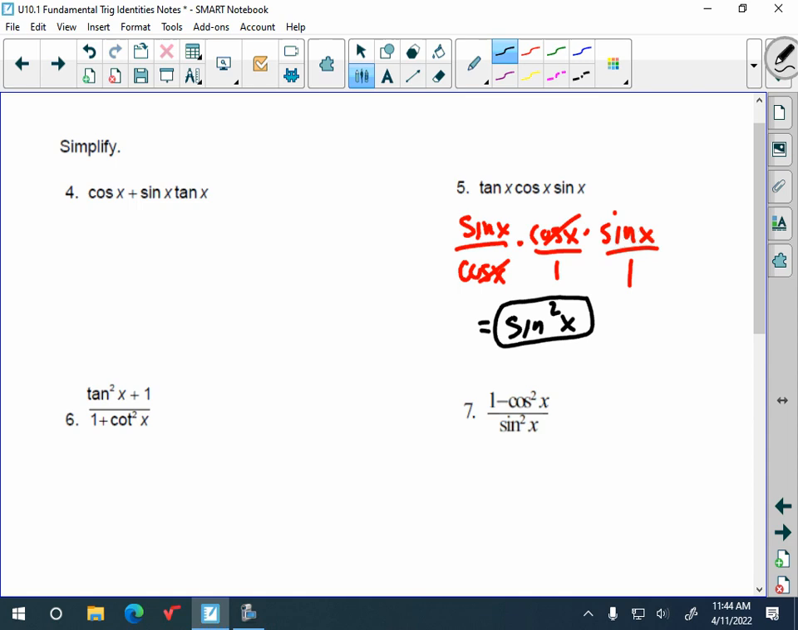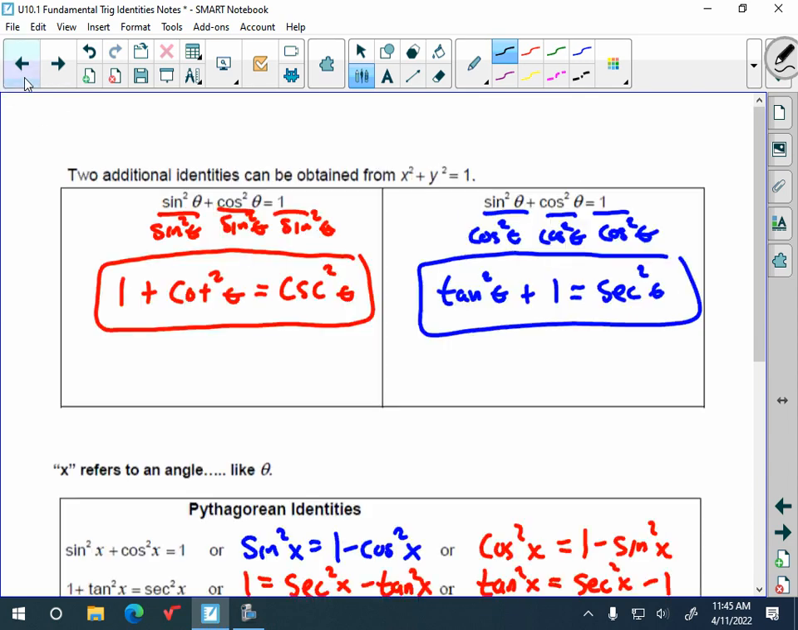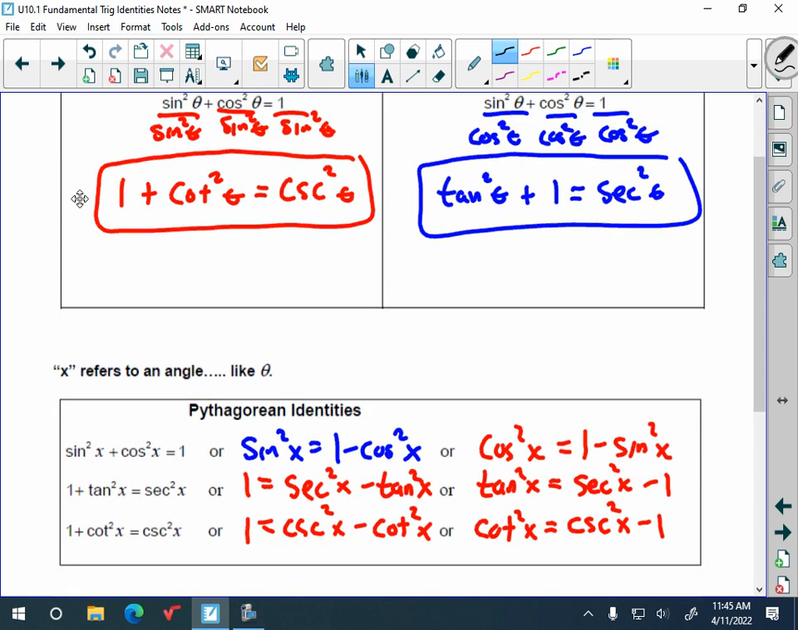7's pretty easy. 1 minus cosine squared x over sine squared x. So anytime you see a trig expression that's squared and there's a 1 involved, like a +1 or a -1, look for a Pythagorean identity. Go to your 9 Pythagorean identities because you should be able to simplify something. So if we go back to our identities, we're looking for something that has 1 minus cosine squared in it. All right. And so we can see it's right here. 1 minus cosine squared is the same as sine squared.